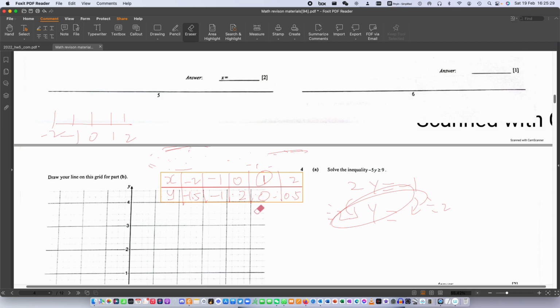Zero and negative 0.5. Very good. You the cross, right, don't be so big until you go and cover the number. Okay, looks good.